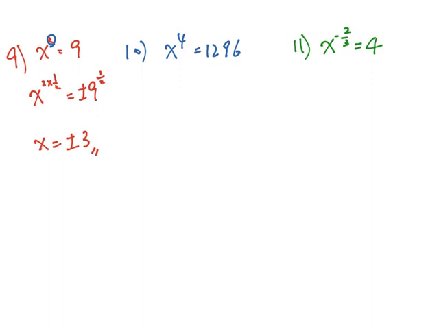Next question, x to the power 4. It is an even index. So it has plus or minus. So for 4, we need times 1 over 4. So at the same time, 1296 to the power 1 over 4. So x is equal to plus or minus 6.